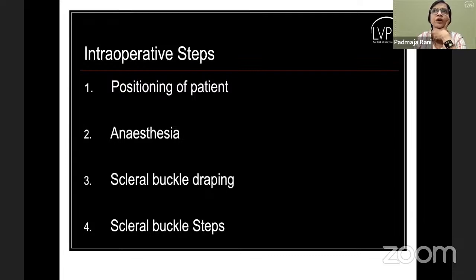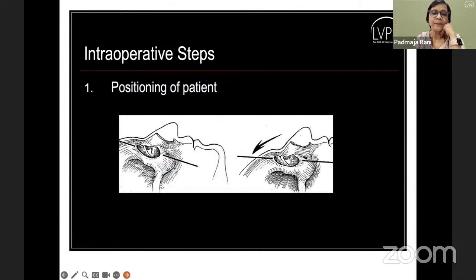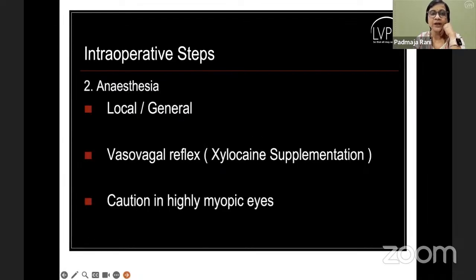So it's very important that the patient is cooperative, and so general anesthesia is not a bad idea when you start your buckling surgeries. Then the sterile buckling draping, the position: as I said, try to keep the patient's eye in the primary position so that you can localize the break appropriately. And one more important thing to keep in mind, whether it is local or general anesthesia, is to keep your ear on the heart rate.